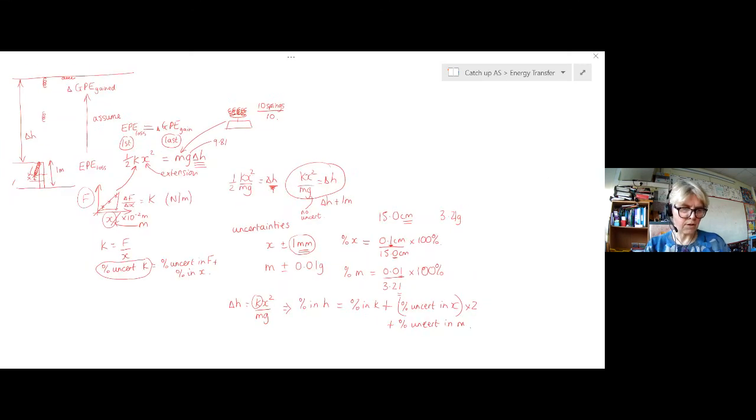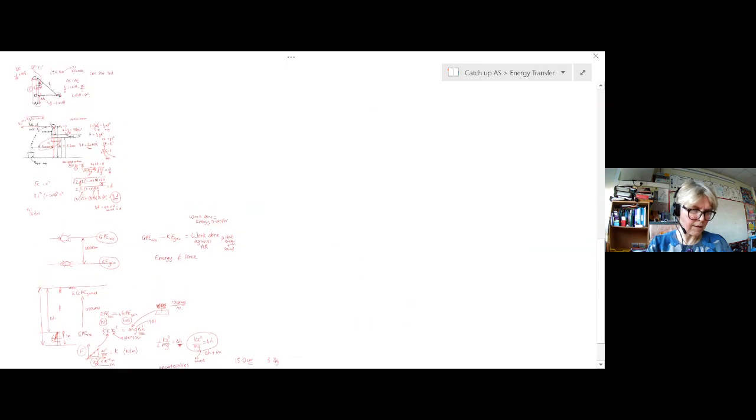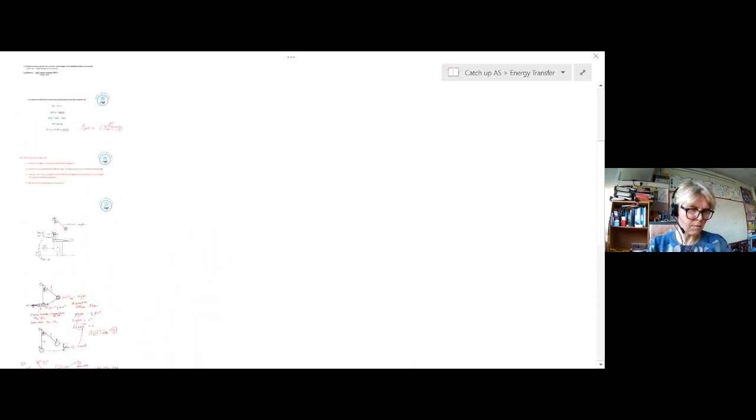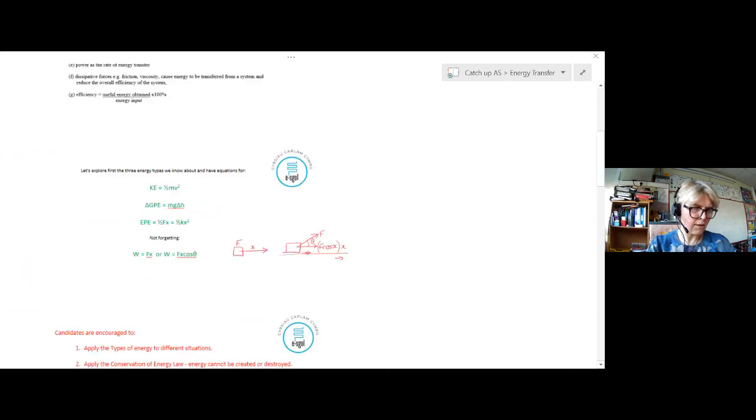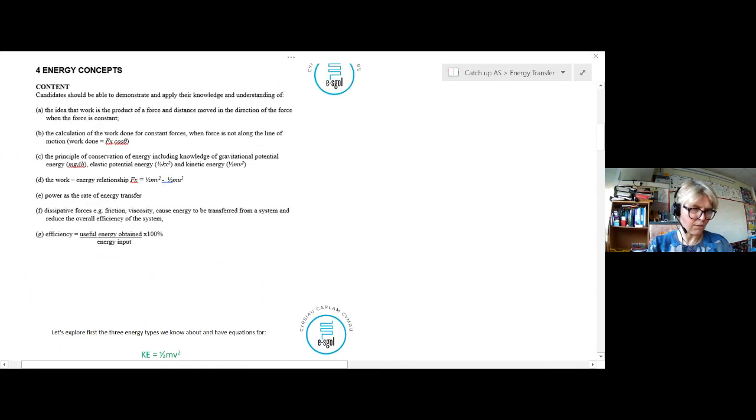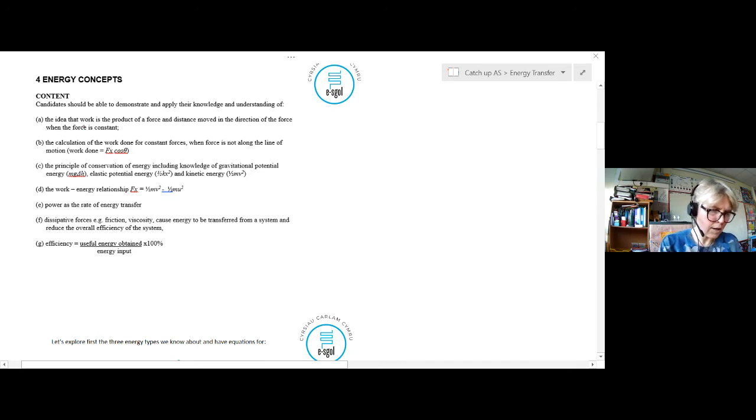Now, I don't know if I've got time, but I would like to go back. Actually, no, I think it's time really to recap. All right, and let's see how much we've addressed. Okay, so work is a product of force times distance moved in direction of the force. You can give this equation Fx cos theta if it's at an angle to this direction. We have looked at potential energy, elastic potential energy, and kinetic energy, and we've looked at the conservation of energy and making sure that we're fluid and we can apply the energy changes.